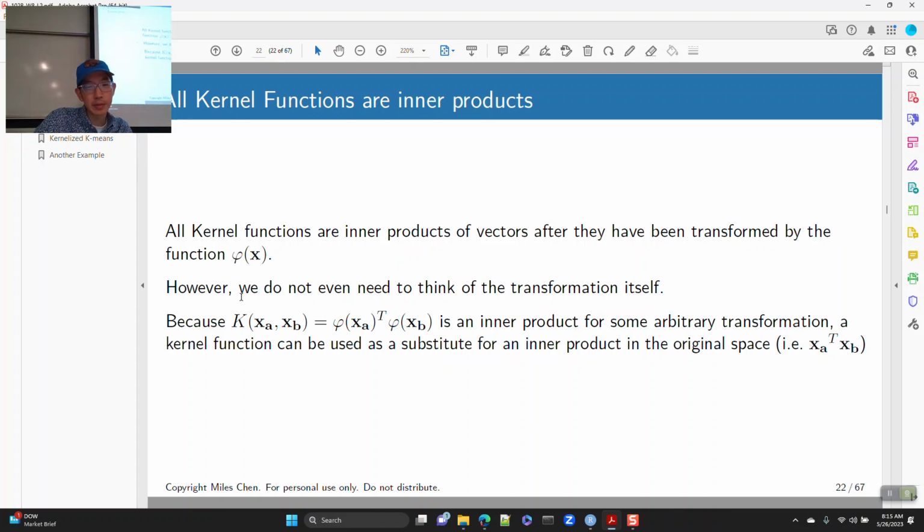So again, we don't even need to think of the transformation itself. And because this kernel is just an inner product for some arbitrary thing, the kernel function can be used as a substitute for any time we see an inner product in the original space. So anytime we see XA transpose XB, we can say, what would happen if we had transformed the function and then done the inner product? And then we can just replace XA transpose XB with the kernel function applied to XA XB. Okay, and that's what we'll try doing here.